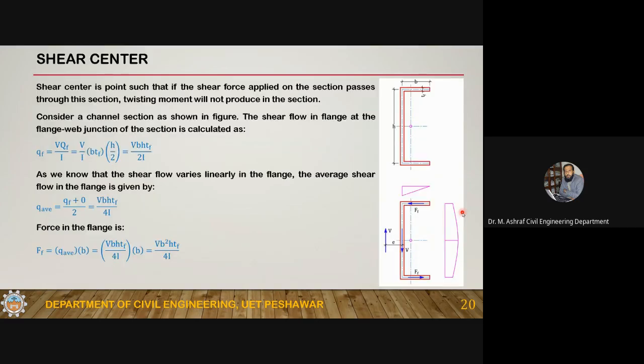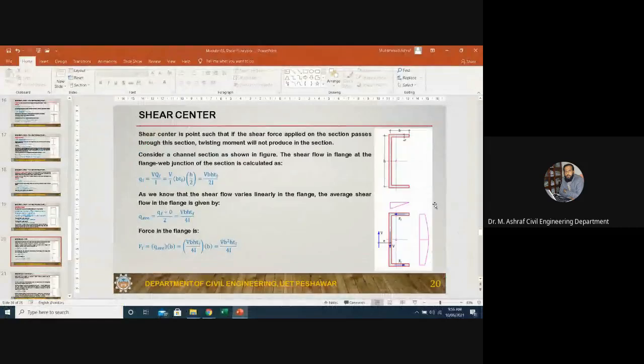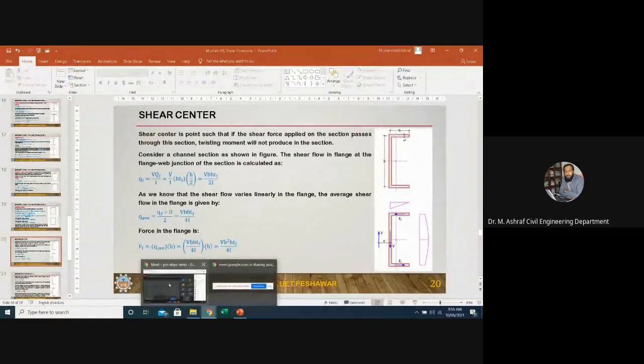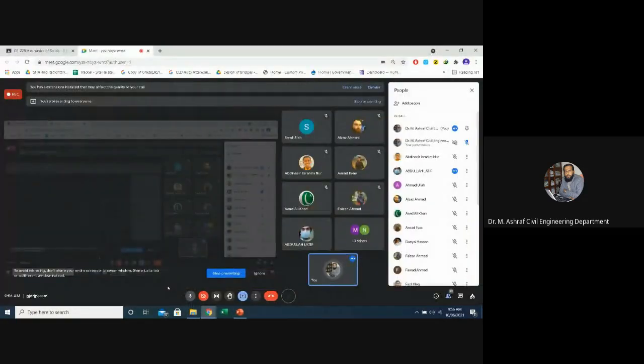Okay, now coming to another concept, the shear center. So I think let's have a break of 20 minutes, and then we will continue with the shear center, and we'll try to complete it before 11 o'clock. If you have any question, you can ask. Otherwise, let's have a break of 20 minutes.